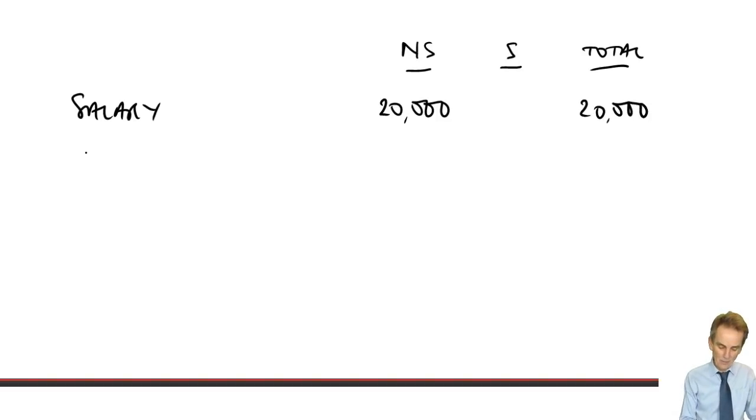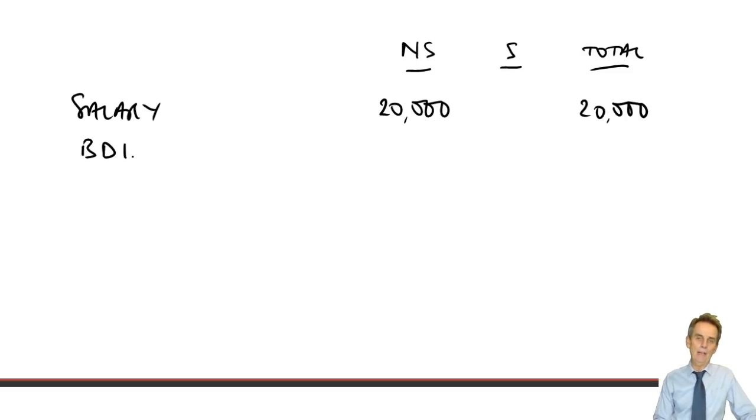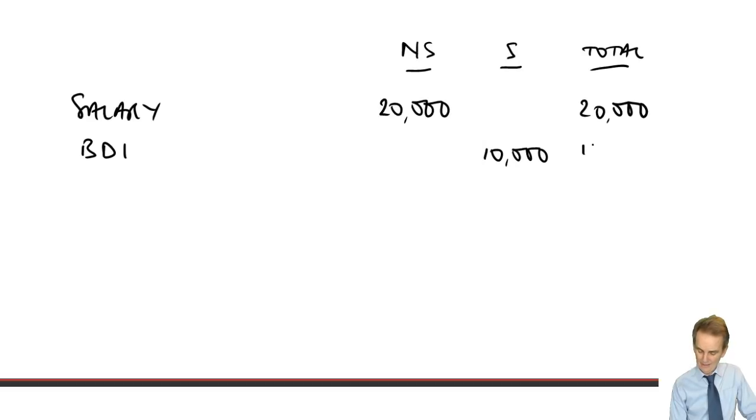And then we've got some interest income, maybe bank deposit interest, BDI. What type of income is it? That, of course, is savings income. £10,000, and £10,000 into the total.